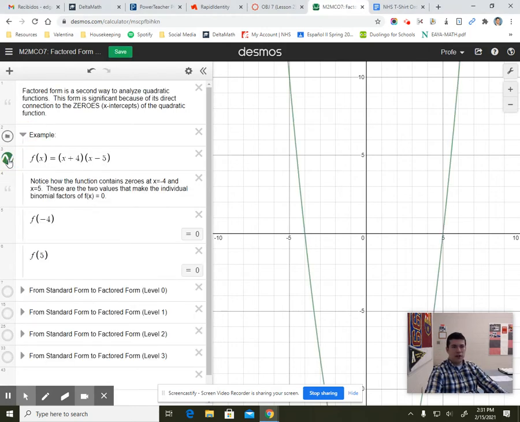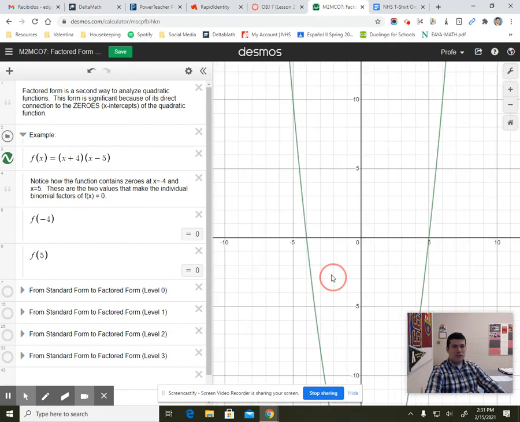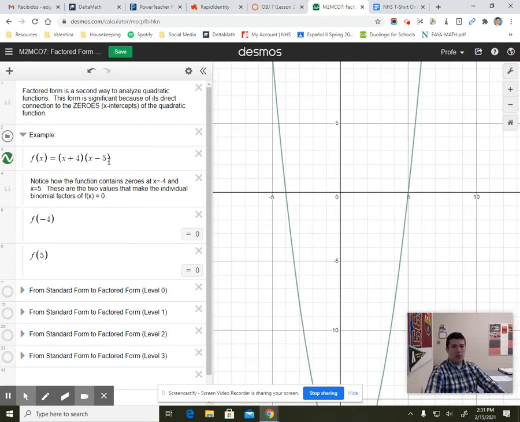So here's a quadratic, and factored form basically looks like two binomials multiplied to one another. So here's x plus 4 times x minus 5. To make a long story short, if you look at the zeros of this function, x equals -4, x equals 5, the x-intercepts, those line up with the factors.